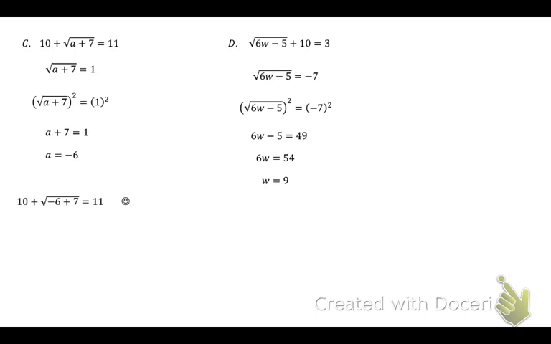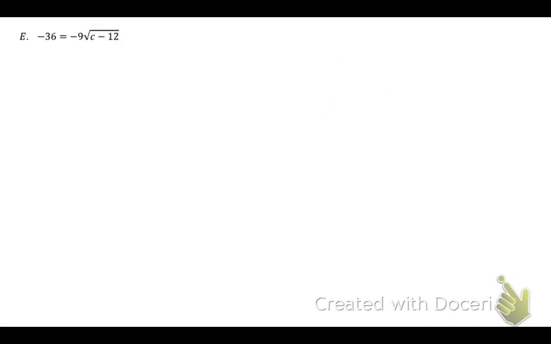Now we have to check our answer. So we have 6 times 9 minus 5. Square root is all that, plus 7, and we actually get 15. You don't get 3, which is what we wanted to get. Okay, if that happens, that means there is no solution.